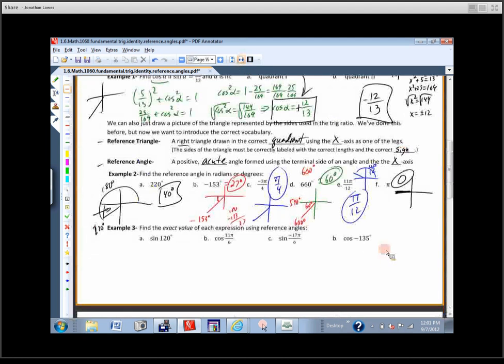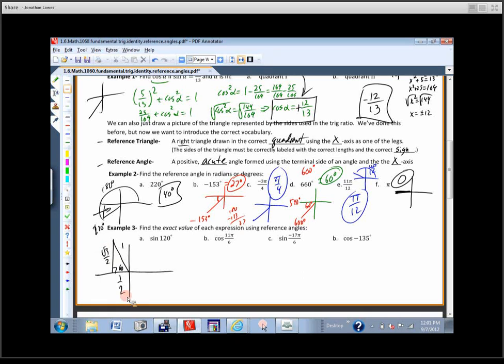Let's take a look at the last part on this page. We've got these 4 problems to take a look at. Now, this shouldn't be difficult if you have the unit circle memorized. This says, find the exact value of each expression using reference angles. So here's what they want you to think about when you're doing this problem. 120 degrees is right here. Drop a line straight down. If that's 120 degrees, this right here is 60. If we've got those special right triangles memorized like I asked you to, this would be 1, this would be radical 3 over 2, and this would be 1/2.